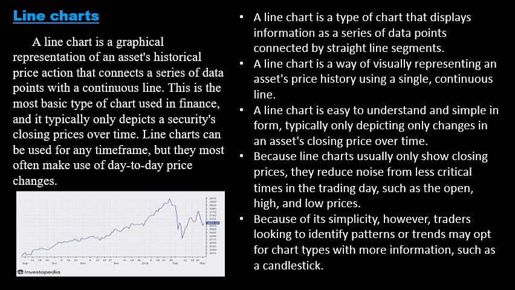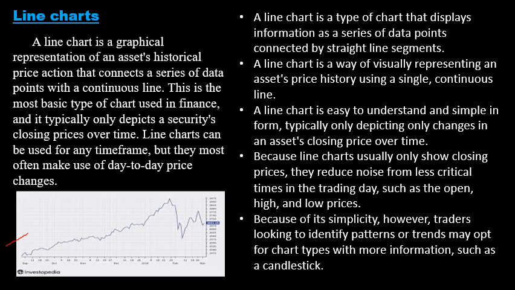A line chart is a graphical representation of an asset's historical price action that connects a series of data points with a continuous line. So you can see the diagram here, the picture of the line chart. This movement of the price of the security, ups and downs, ups and downs, connects each point. So that is called a line chart.